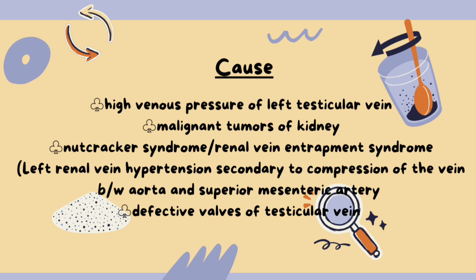Malignant tumors of the kidney have a strong tendency to spread along the renal vein. The left renal vein receives the left testicular vein in the male, and this may rarely become blocked, producing a left-sided varicocele. Nutcracker syndrome, or renal vein entrapment syndrome, is characterized by left renal vein hypertension secondary to compression of the vein between the aorta and superior mesenteric artery.